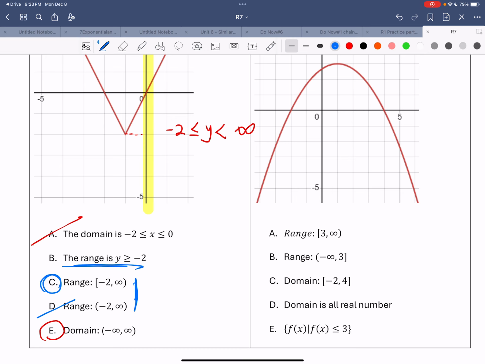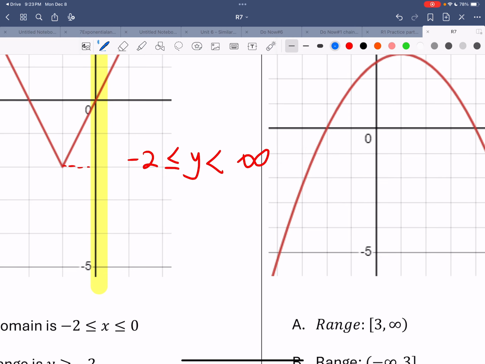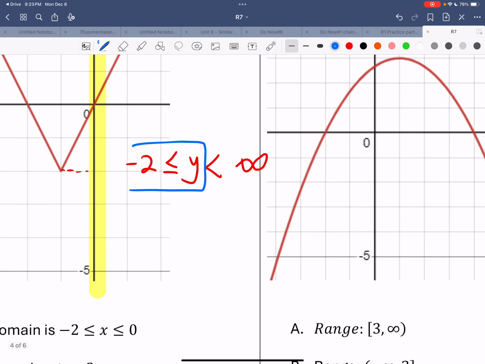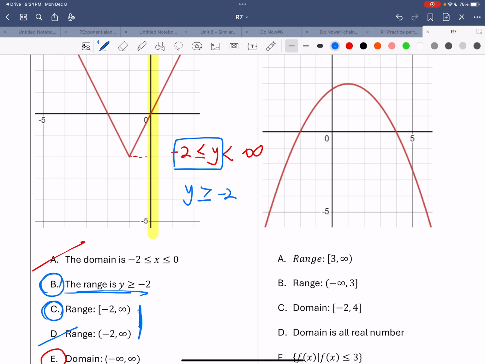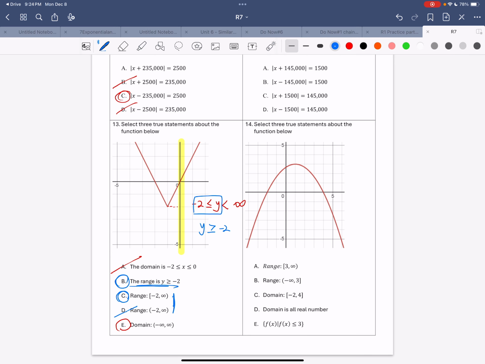Is that going to be the answer? Watch this one. If you look at this, that's ugly because I want to write y first. So you have to flip it, which means y should be greater than or equal to negative 2. Do you see how I flipped this? So the answer is actually B. So pause the video, try question 14 by yourself. I'll tell you, you actually have 3 answers as well.